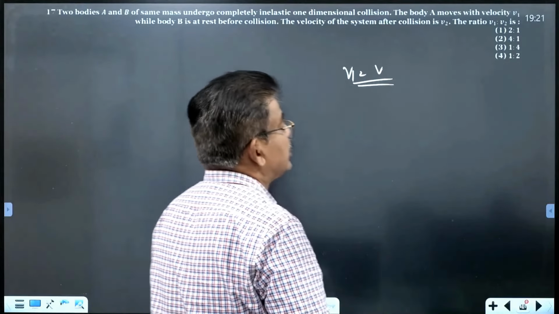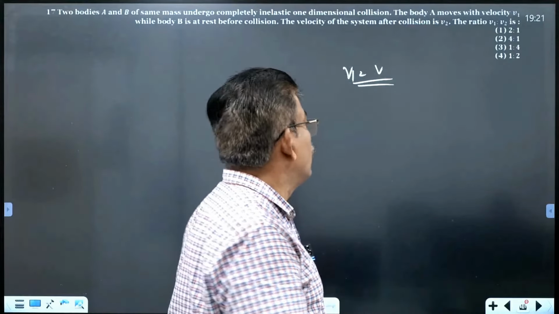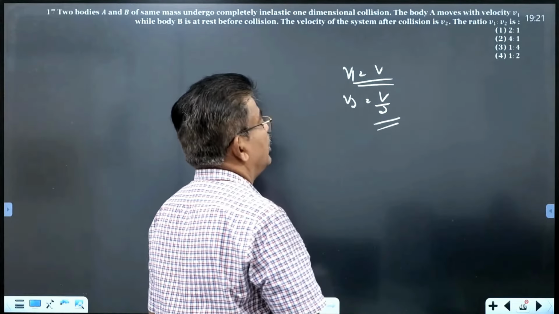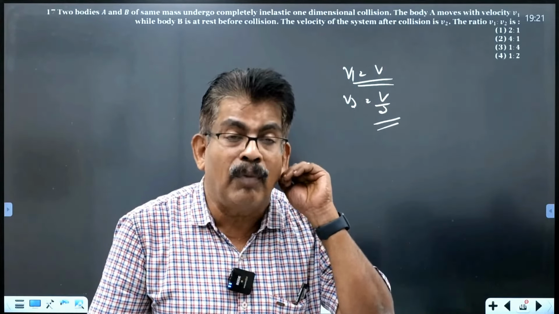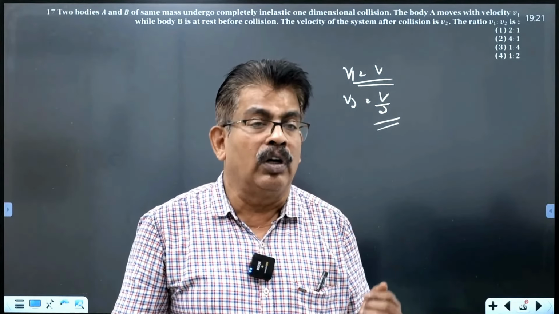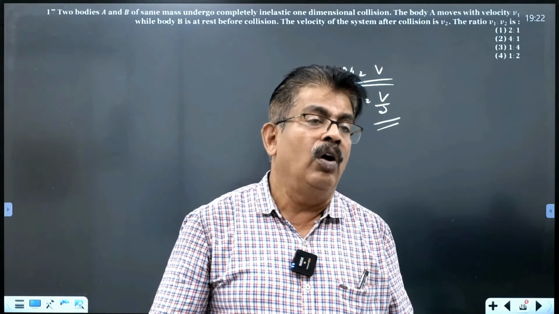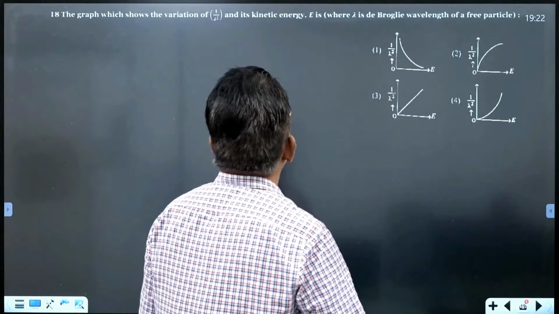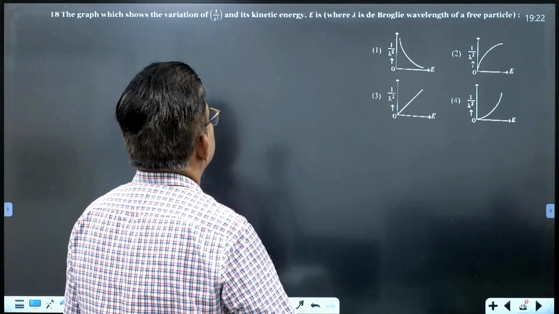Then after collision, both the bodies stick together. They will move together with the velocity v2. So v2 will be v by 2, because the total mass of the system is 2m. Momentum will be mv. Therefore, velocity of the system v2 will be v by 2. So v is to v by 2, or the answer is 2 is to 1. Answer is 1.